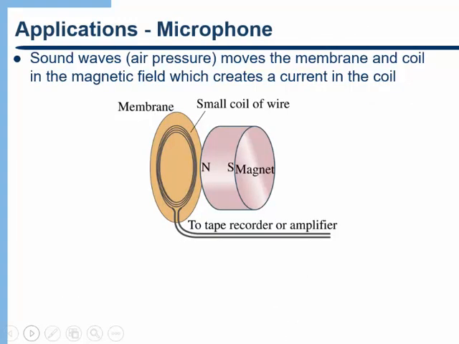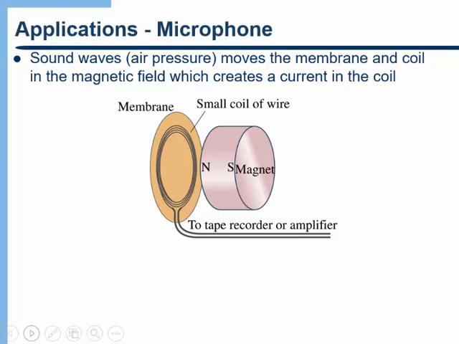I want to talk about one last application, which I think is kind of interesting. We talked about how a speaker works in the previous chapter. A microphone is the same physical device as a speaker. It's simply a magnet and a coil of wire and a membrane. But obviously, the size of each of these objects is quite different.